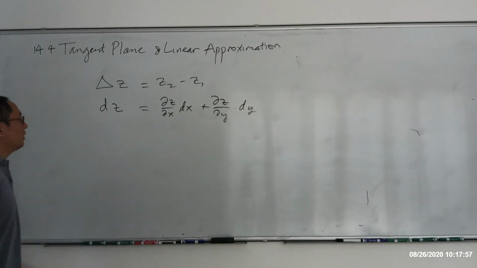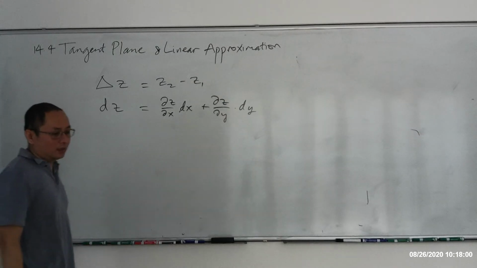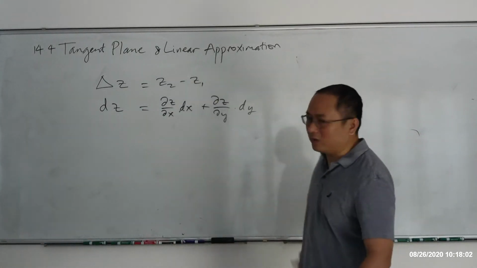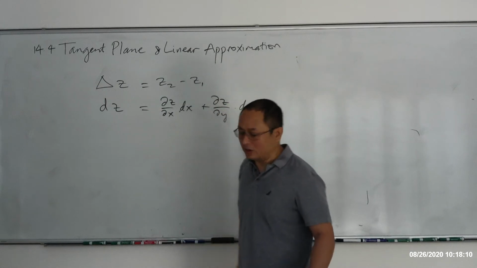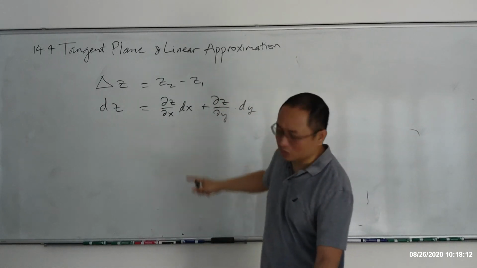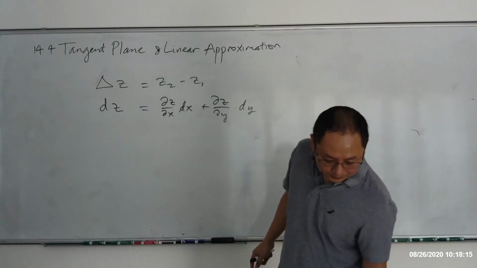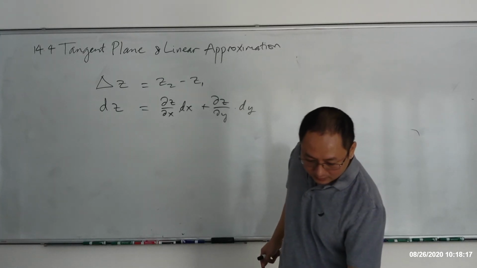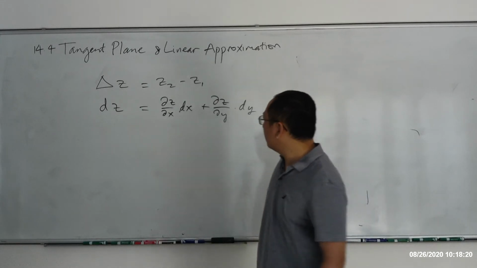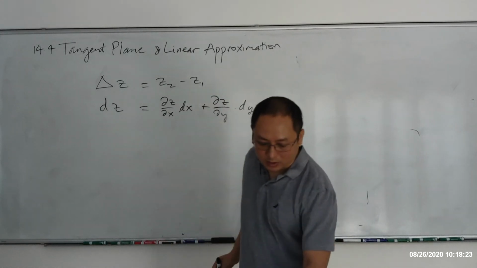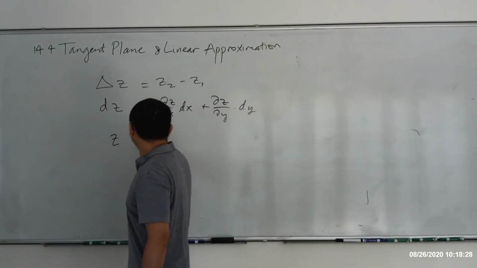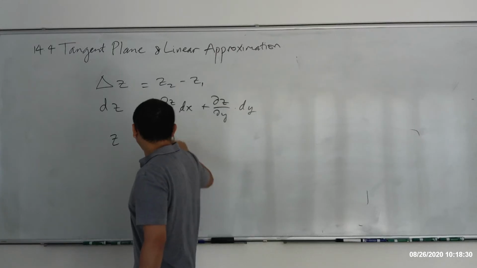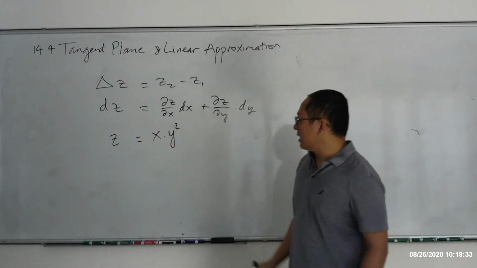Let me give you a simple example. You see the difference between those two, and they both calculate the change of z. This is called the increment of z, and this is the differential, just a little change. That's what I said. Let me give you a simple, easy example, just to demonstrate the formula. How about this? z is equal to x times y squared.